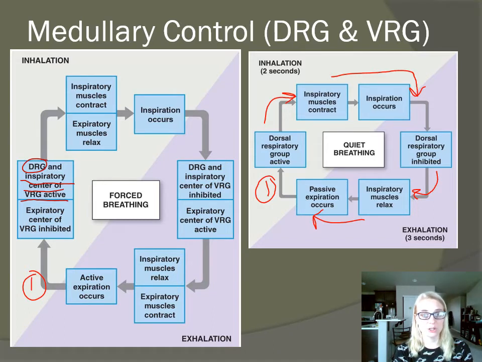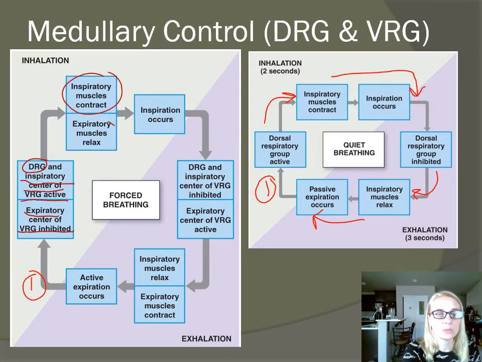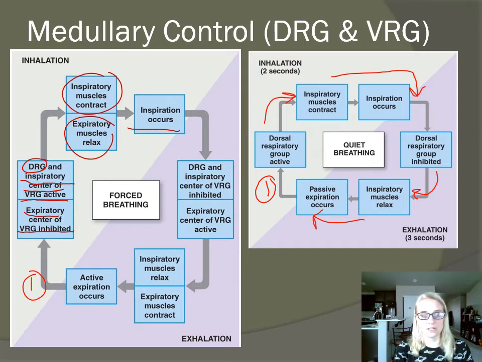And since the VRG has both, we have to inhibit the expiratory center. So we have to turn off the exhalation, turn on the inhalation, plus the DRG. So your inspiratory muscles contract, your expiratory muscles relax, and inspiration occurs. And this is a forced inhalation. Big breath, as you know, bigger than a normal tidal volume. Okay, so that's our forced breathing inhalation.